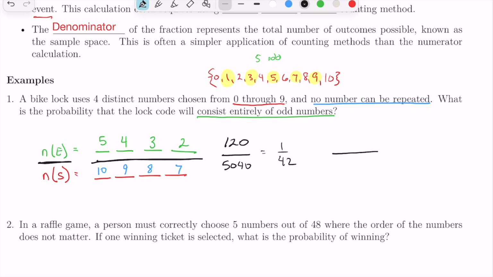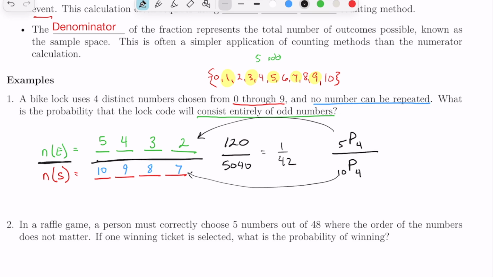When we look at our numerator and our denominator, I'm going to do the denominator first. The total number of items in our sample space, we have 10 numbers to choose from, and we're going to choose 4 of them without repetition, right? Because it says no number can be repeated, and the order matters. That's why it's 10P4. In the numerator, we have 5 numbers to choose from because we're only choosing the odds, and we are going to pick 4 of them. Now, that really does come out to be the same thing.